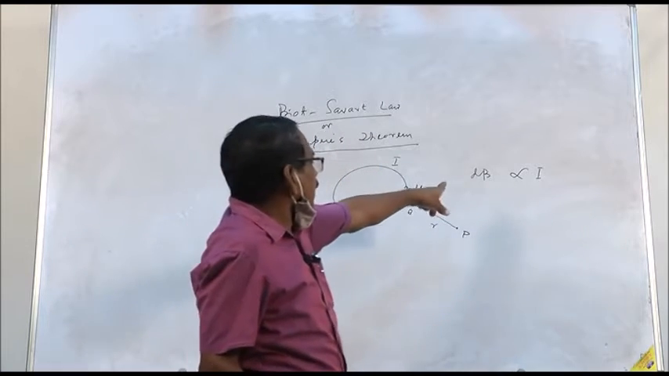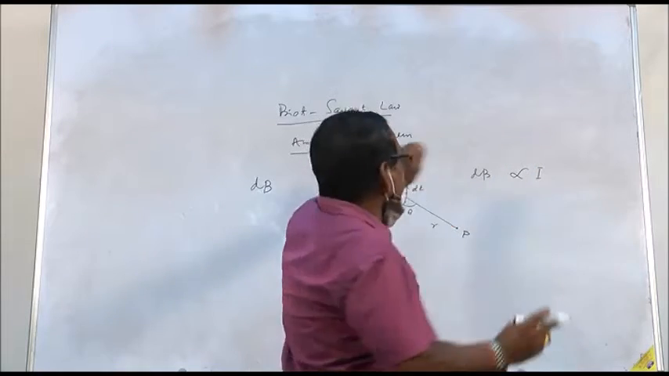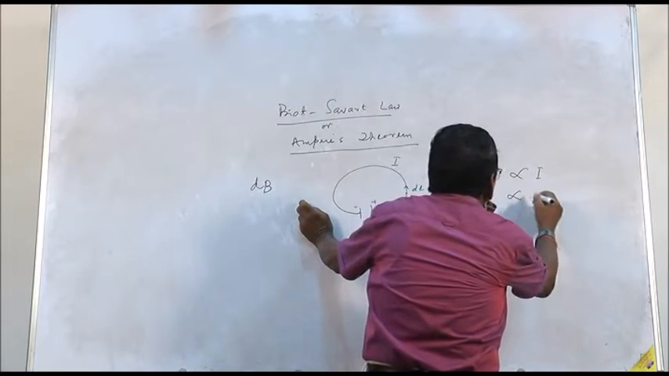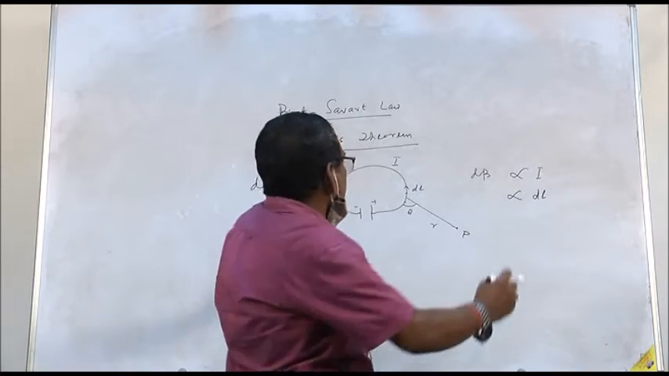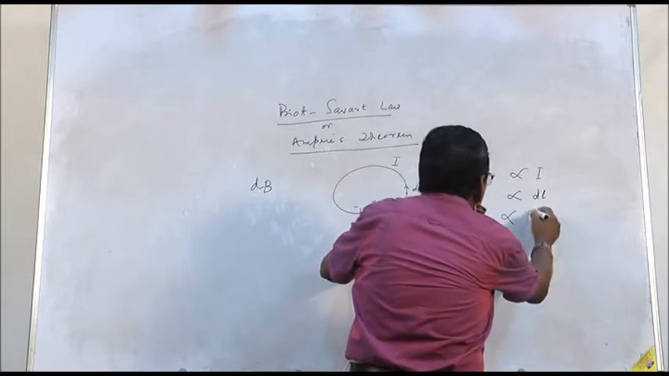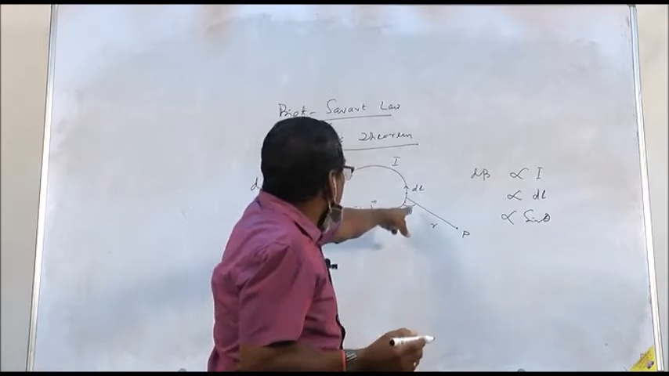It must depend upon current. More the current, more will be flux density. So, dB is directly proportional to I. Directly proportional to what? The current element, that is dl. Directly proportional to what? Sin theta, the orientation of this distance, theta.